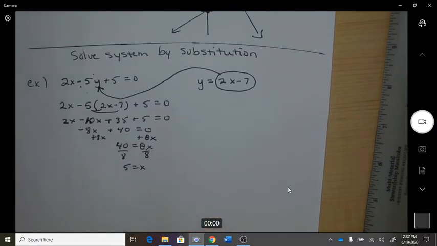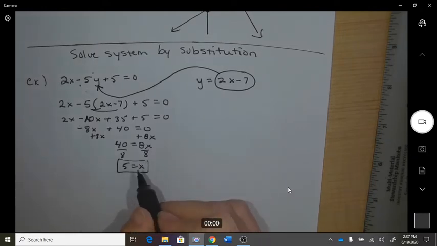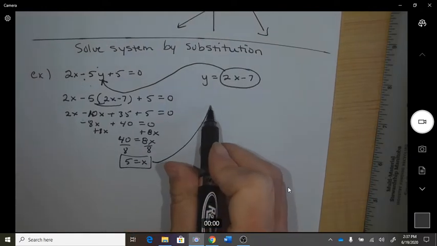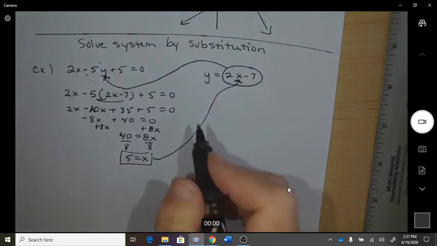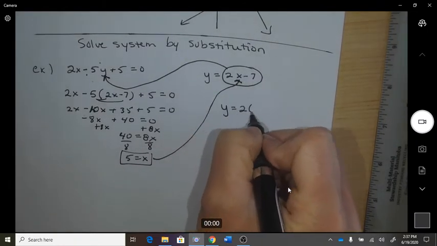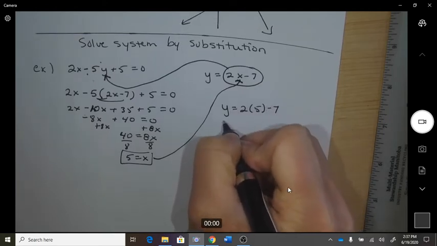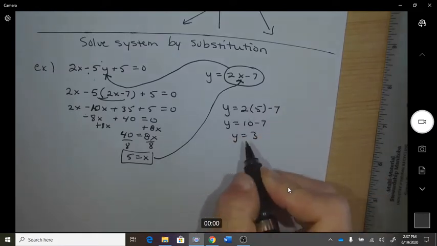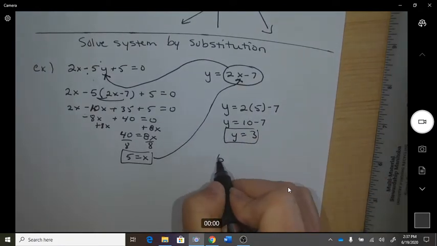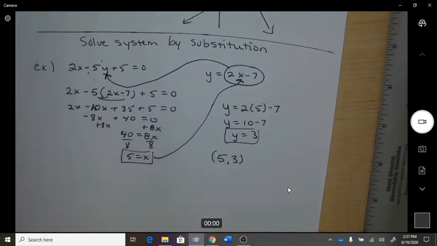So when you're done that, you're going to go back to this and you're going to replace x with 5. So y equals 2 times 5 minus 7, which is 10 minus 7, or 3. So 5 comma 3 is your intersection point, or your solution to both of them.